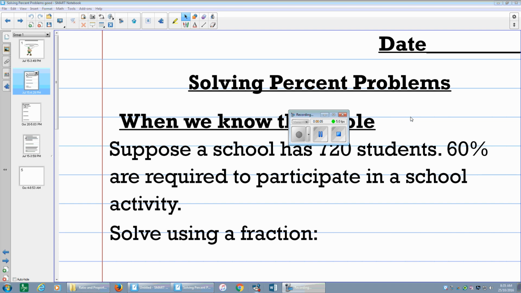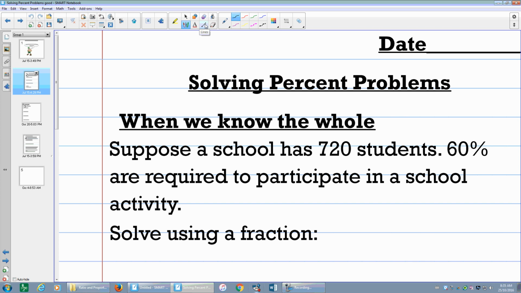Today we're going to be learning about solving percent problems. This shouldn't be new. I mean, you've done this in elementary school. You would have done this in grade 7 and grade 8, but we're going to review how to do this. So on your desk, you should have a calculator and you should have this note.